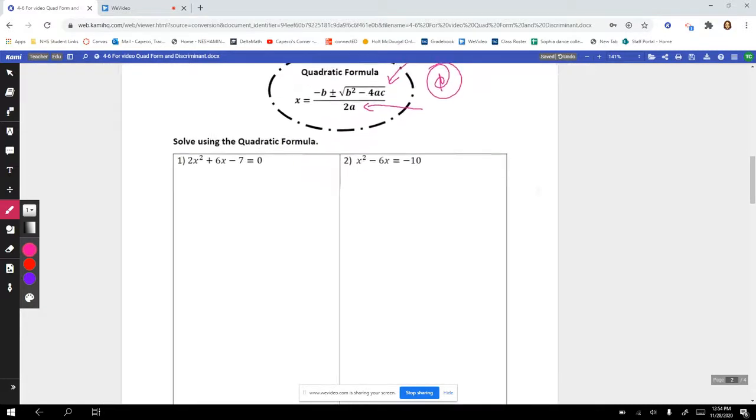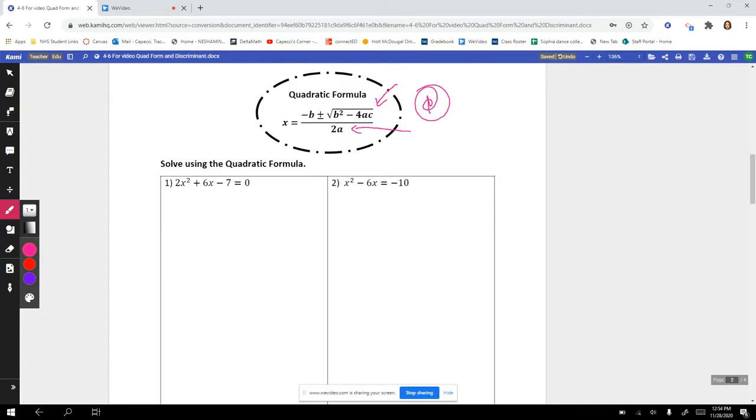Number one, again, it has to be in standard form, which this one is. And let's first identify the a, b, and c. So a is 2, b is 6, and c is negative 7. Okay, so let's start with x equals negative b, which is negative 6, plus or minus the square root of 6 squared minus 4 times a, which is 2, and c, which is negative 7, all over 2 times a, which is 2.